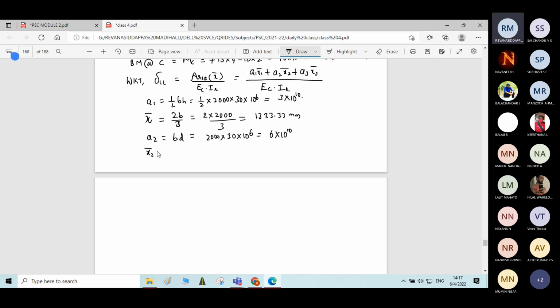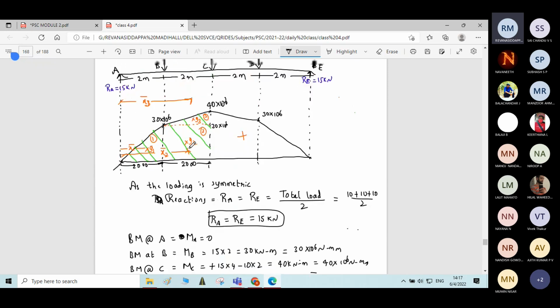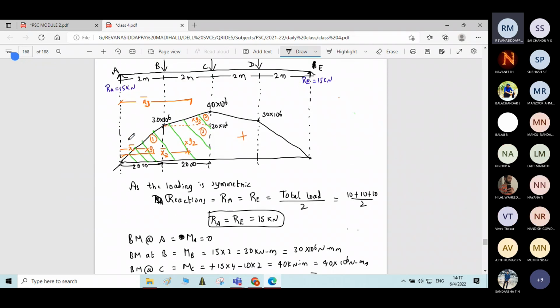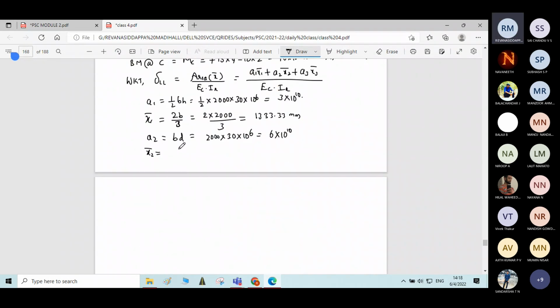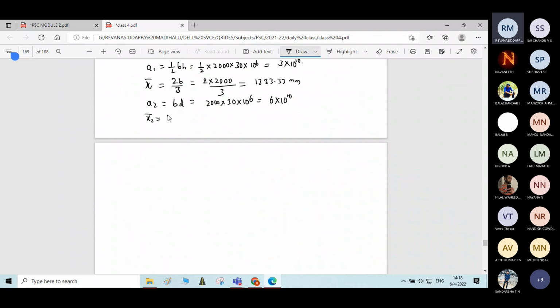Then x2 bar. What is x2 bar? It is the distance of the centroid of rectangle 2 from the nearest support. How much will it be? X2 bar from here to here, you need the distance, correct? From this dotted line it will be a distance of 2000 divided by 2, means 1000 mm. This 1000 plus 2000, you will get 3000. So it will be 2000 plus 2000 divided by 2, means b by 2. We will get the answer as 3000 mm.